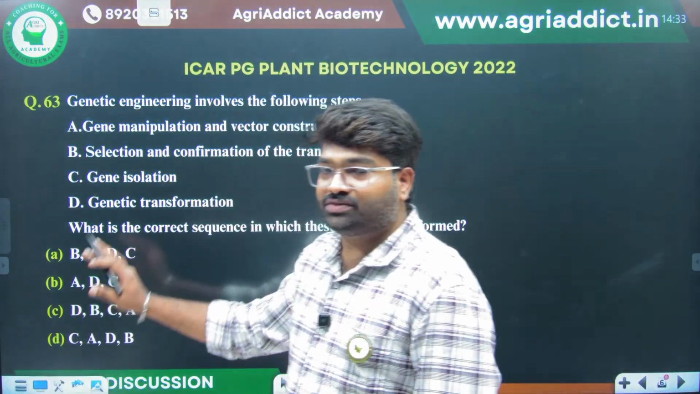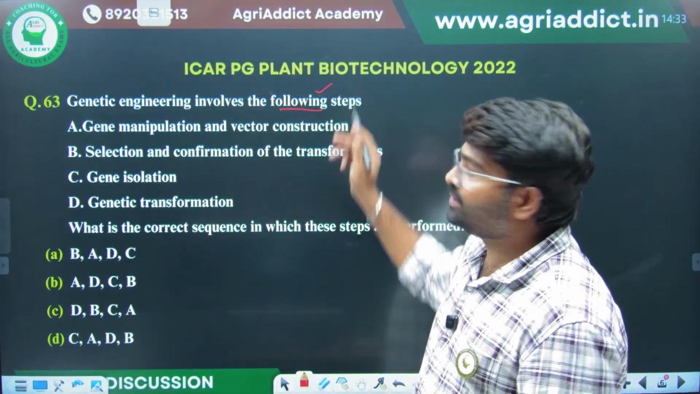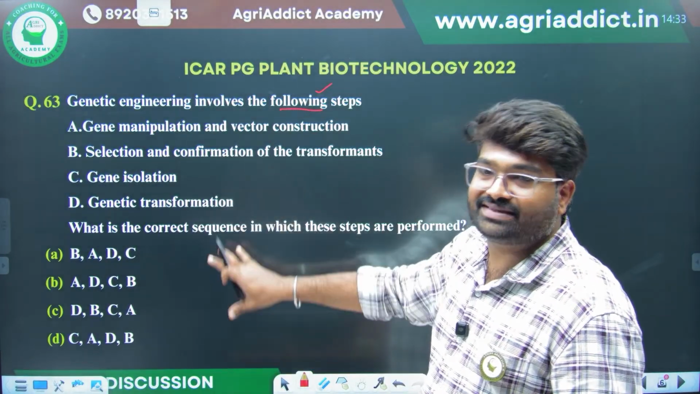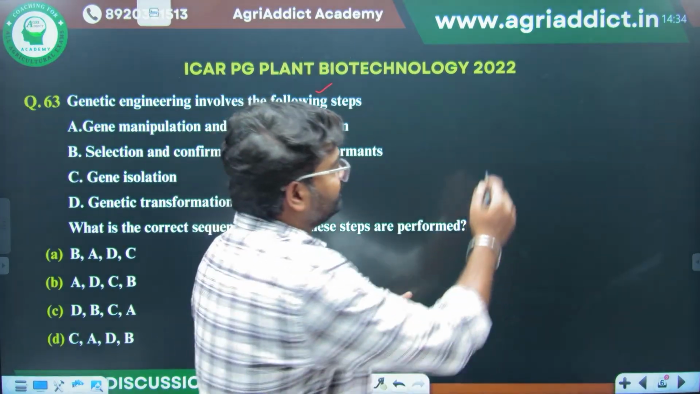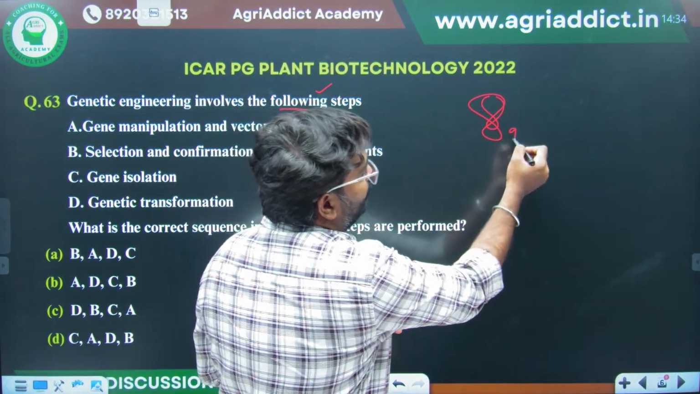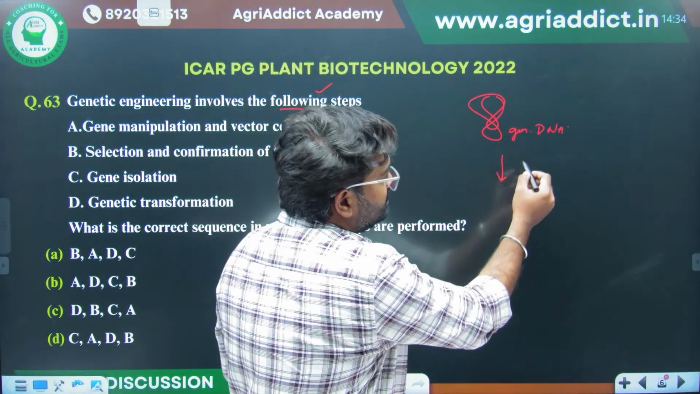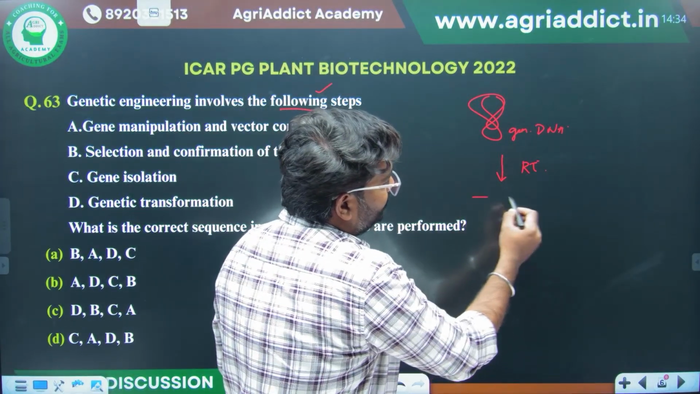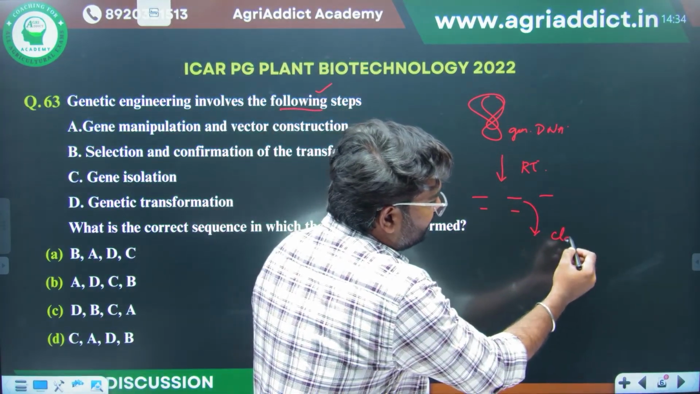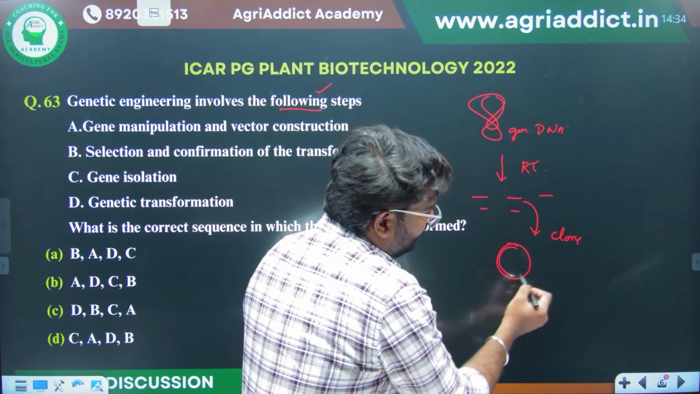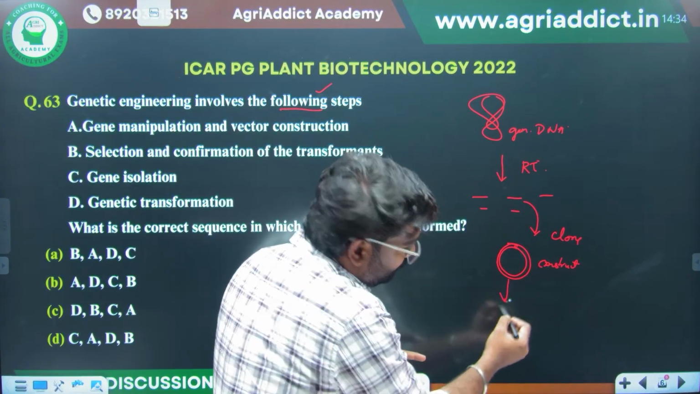Another question from genetic engineering. Genetic engineering involves the following steps. They are asking to arrange the steps in sequence. We know in genetic engineering, first we isolate the DNA, for example the genomic DNA. Then we cut the DNA with a restriction enzyme so our target fragment will be there. This we will clone in our vector. This we call the construct.